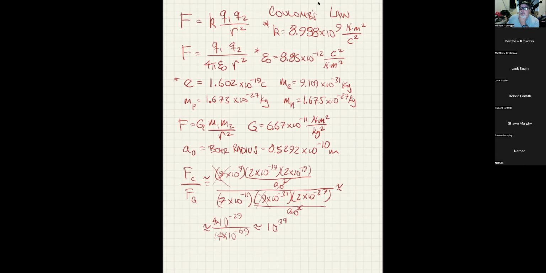Okay, so what that means is basically the Coulomb force is about 1 followed by 39 zeros times stronger than the gravitational force. So throughout the semester, we're not going to be thinking much about gravity. Any questions on that? So this is just a typical type of calculation to get some feel for how big these forces get compared to one another.